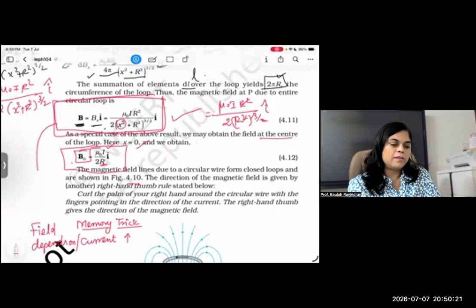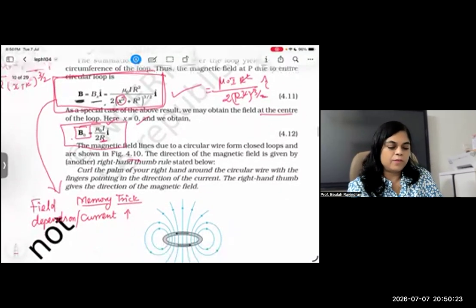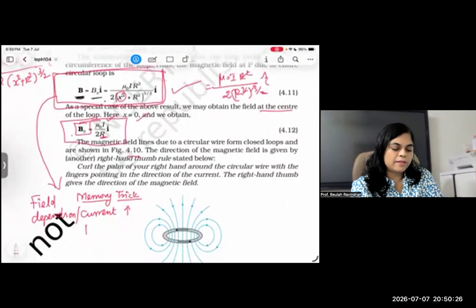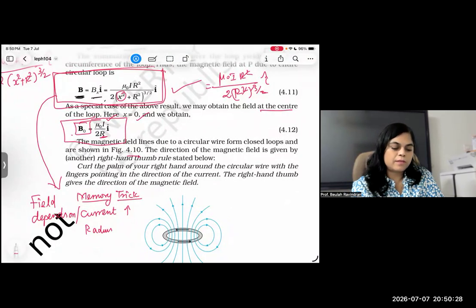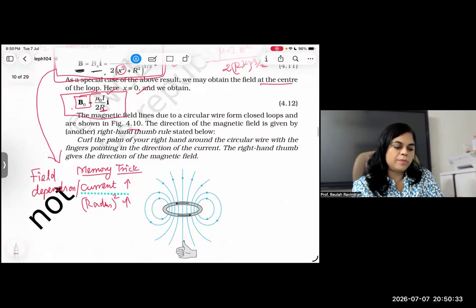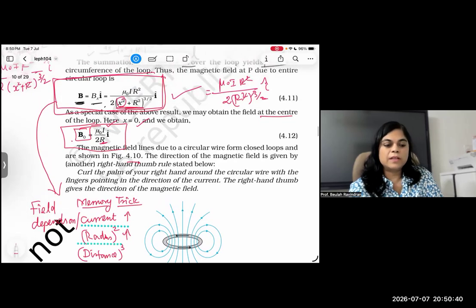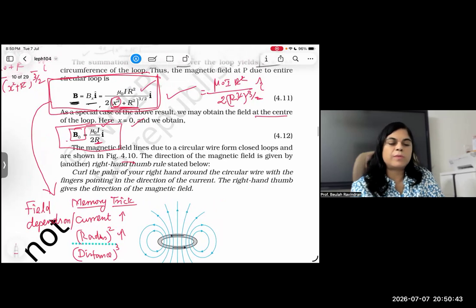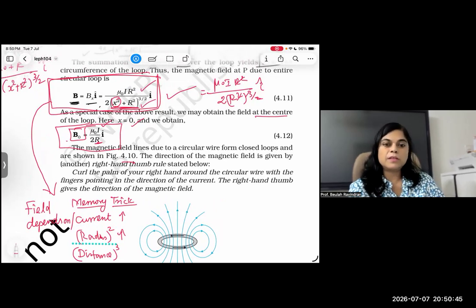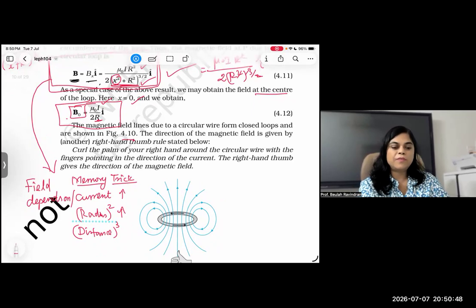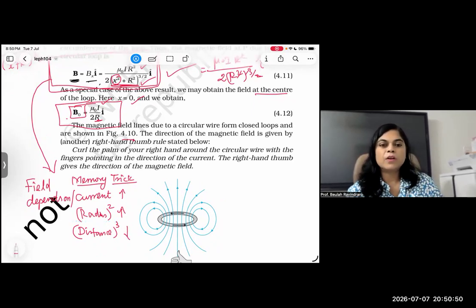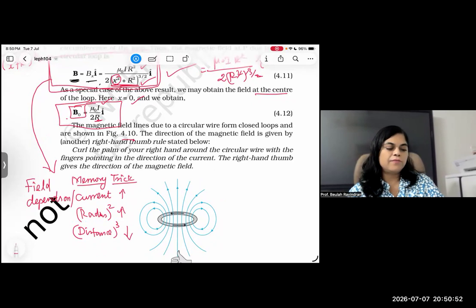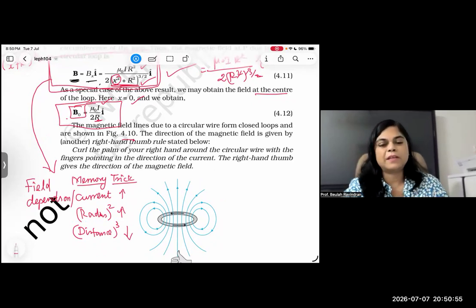Radius squared is also directly proportional. Then distance cubed. This total distance is x square plus r square, so this radius is different from x square plus r square. With the distance cubed, the field decreases. Can you understand this? The field depends on all these three parameters.